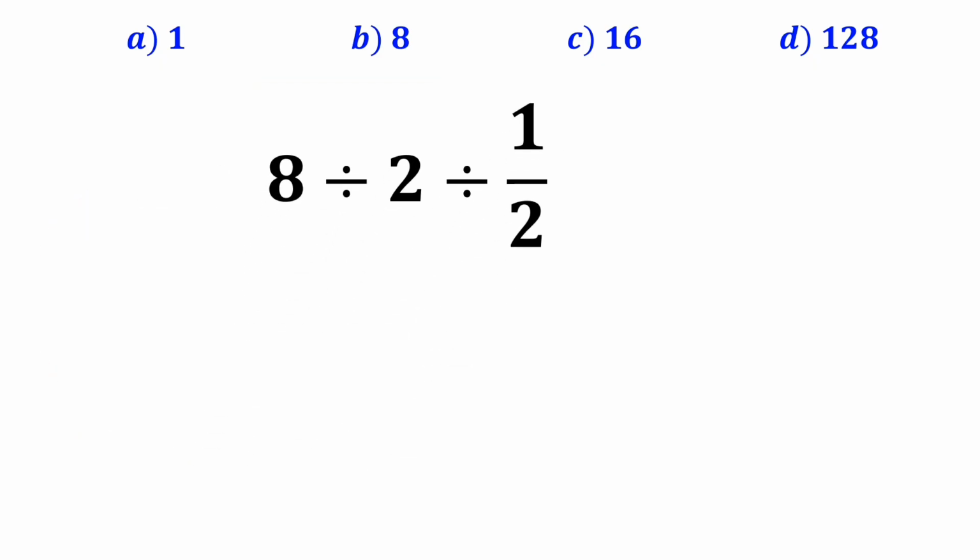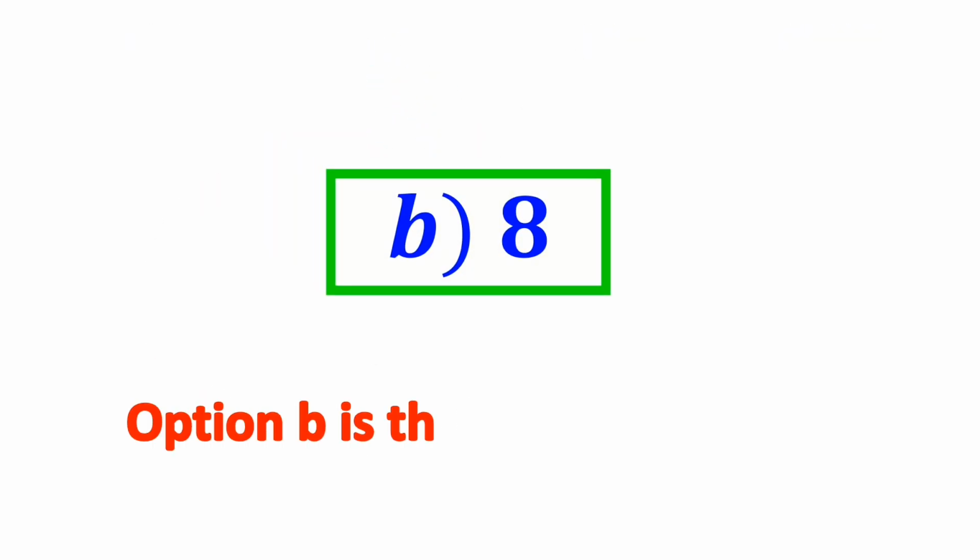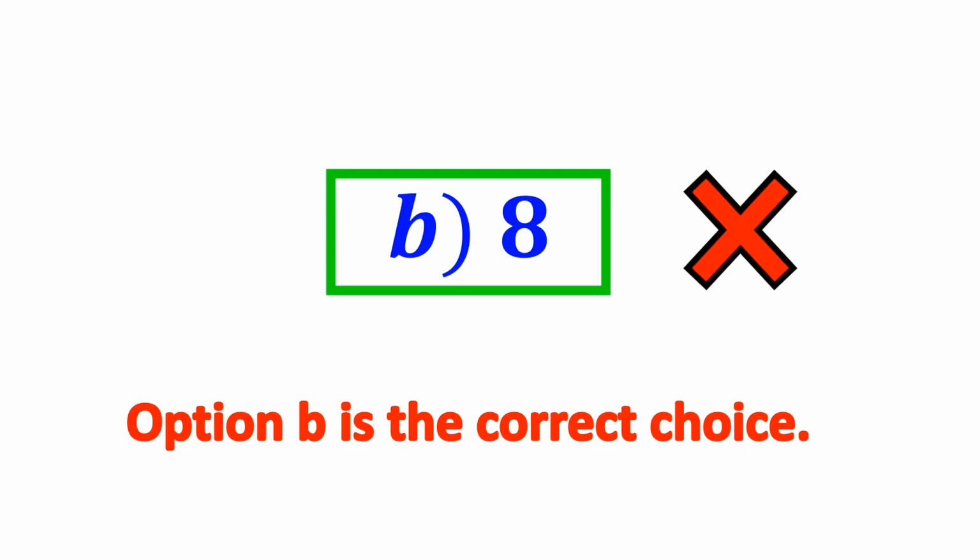In the following step, they often calculate 8 divided by 2 and say this simplifies the expression to 4 divided by 1 over 2. And finally, they conclude that this must be equal to 8. Then, without any hesitation, they claim that option B is the correct choice. But this answer is actually incorrect.